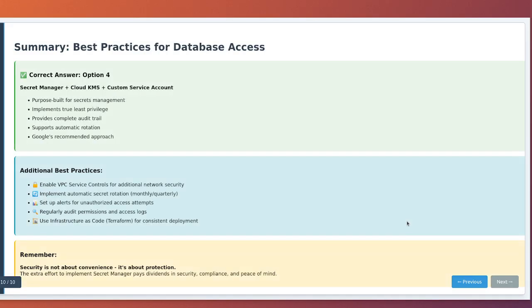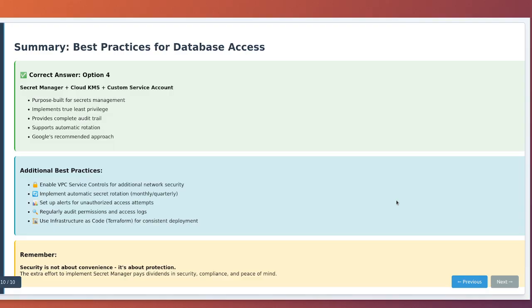Summary and best practices. Let's wrap up with the key takeaways. The clear winner is option 4. Secret Manager with Cloud KMS and custom service accounts. This isn't just the most secure option. It's the easiest to manage long-term. Remember these principles. Never hard-code secrets. Always use purpose-built tools for their intended purpose. Create custom service accounts with minimal permissions. Enable audit logging for compliance.